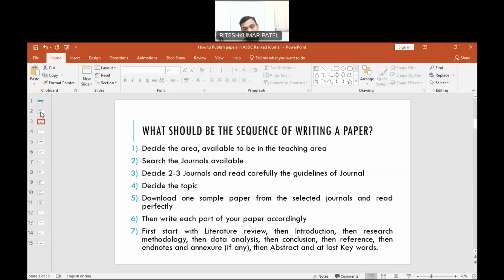So before you start writing the paper, at least decide on 2 to 3 journals. So if it is rejected in one journal, you can fit it in another journal. Okay, then you need to read the guidelines very carefully. Why guidelines? Because the basic rule in the guidelines is mainly pertaining to the number of words.